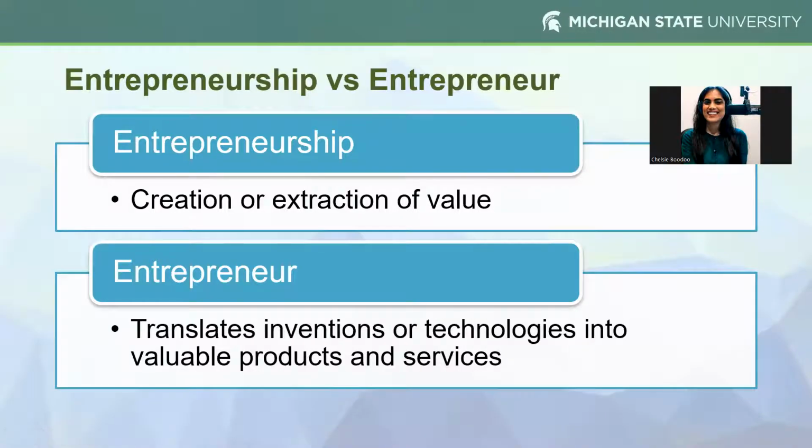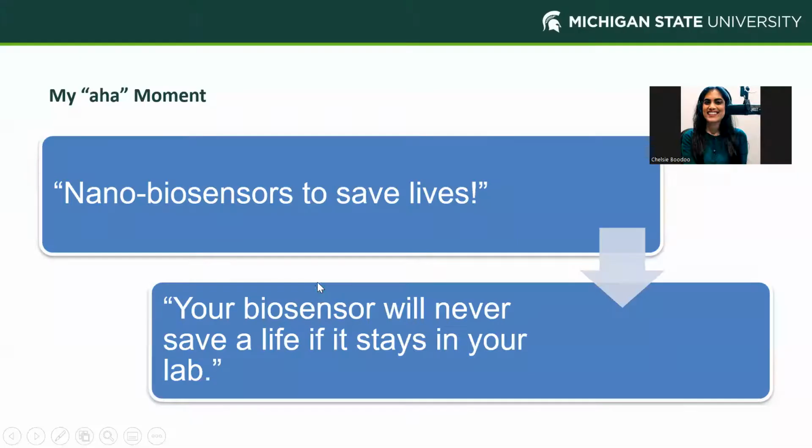So what's the difference between an entrepreneur and entrepreneurship? Entrepreneurship is the creation or extraction of value. So whatever you have, you want to make that valuable to society, to a certain group of people, to your market needs. The entrepreneur is that person that translates that invention or technologies into valuable products and services.